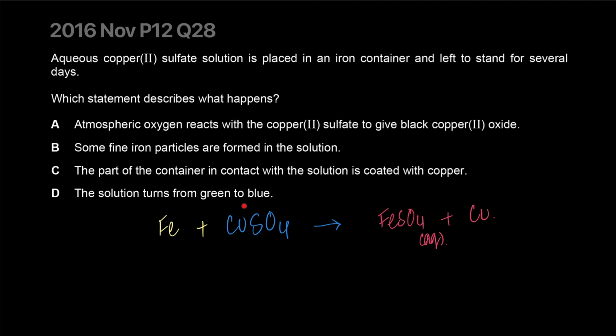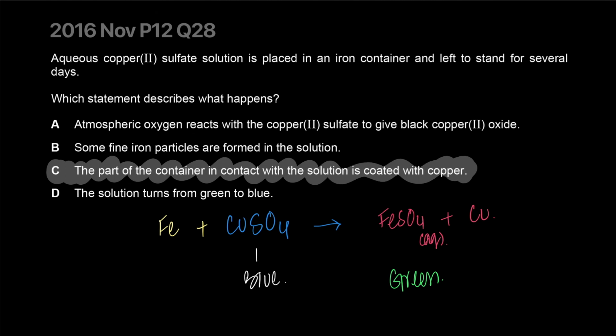The solution turns from green to blue. Actually, the reverse, because copper sulfate is blue in color, and that's going to be green in color because it's iron. It's either red or green, right? So it's going to turn from blue to green. So the correct answer is C. Okay, C is the correct answer.